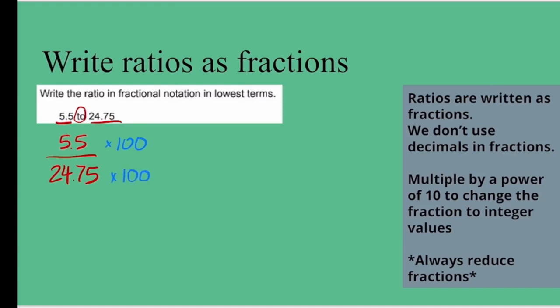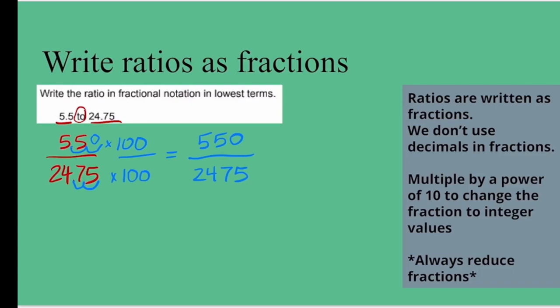The reason I'm doing that is the denominator has 2 decimal places. And if I multiply by 100, that's going to move the decimal 2 places to the right. And my denominator would be 2,475. No decimals. If I do the same thing in the numerator, because I need to multiply by the same number on top and bottom, this decimal point moves 2 places. So you're going to have 550, because you got to fill that extra spot in there.